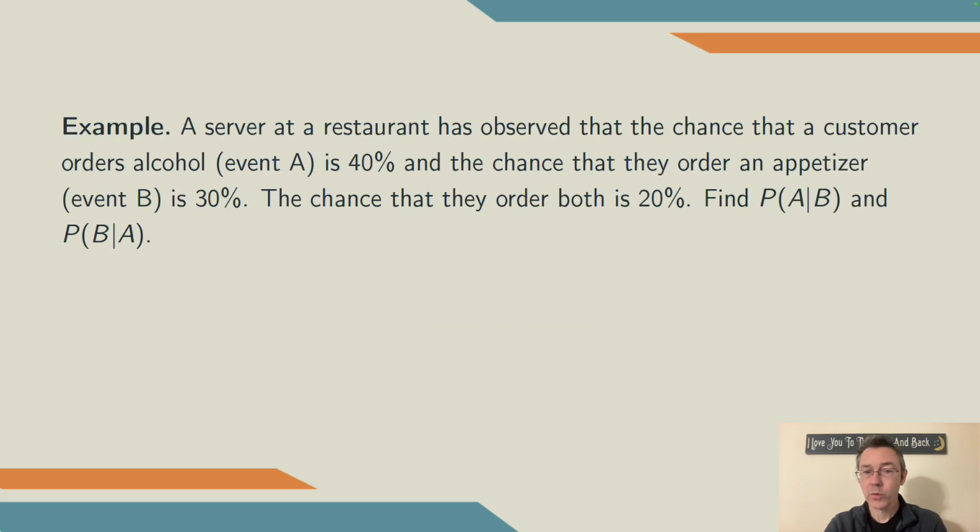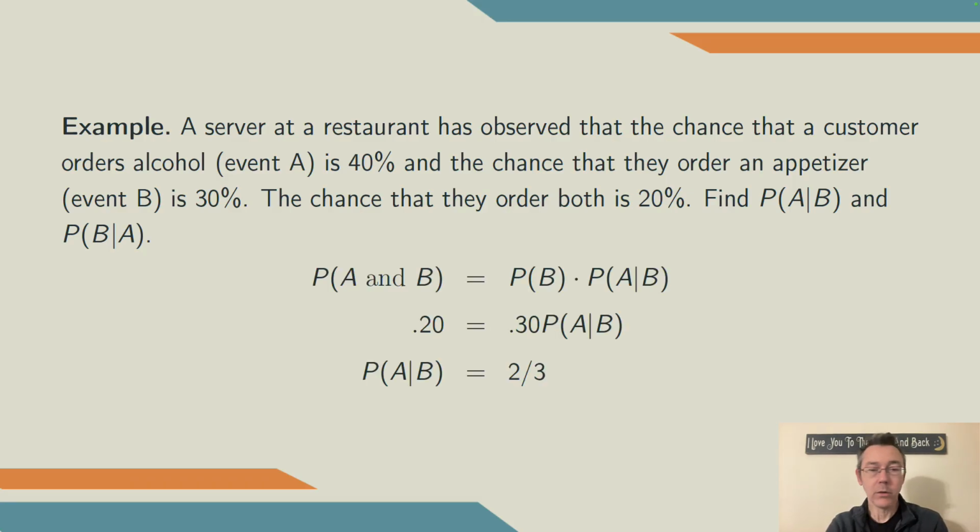One last example. A server at a restaurant has observed that the chance that a customer orders alcohol, call that event A, is 40%. The chance that they order an appetizer, event B, is 30%, while the chance that they order both is 20%. I want to find each of the conditional probabilities, A given B and B given A. Another good place to pause the video before I advance.